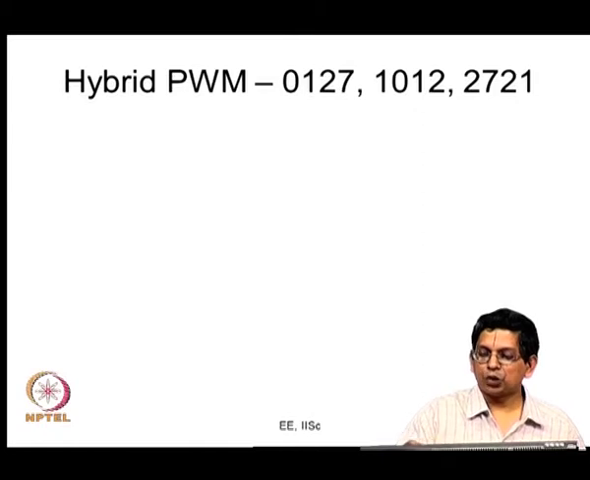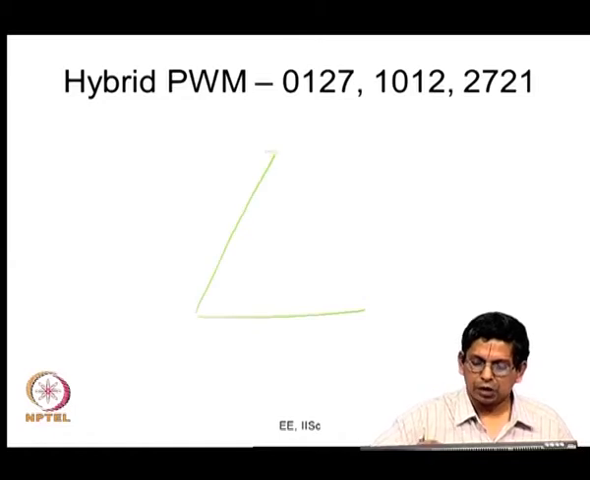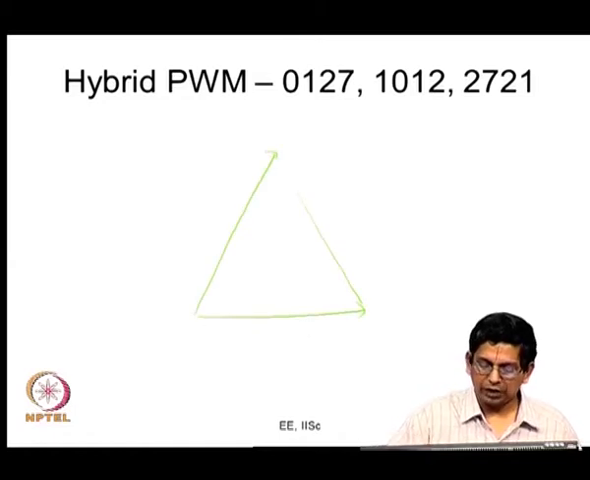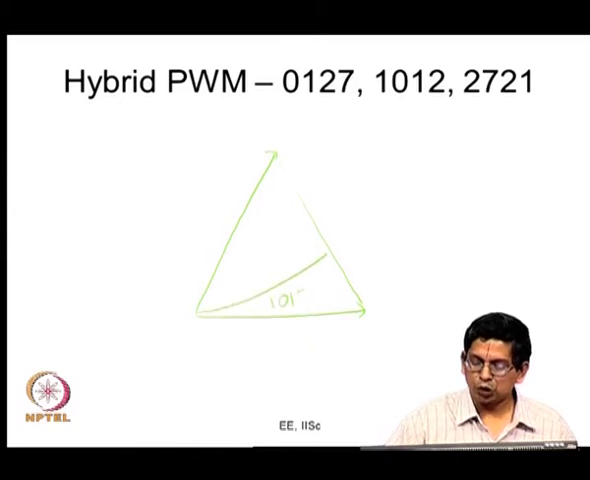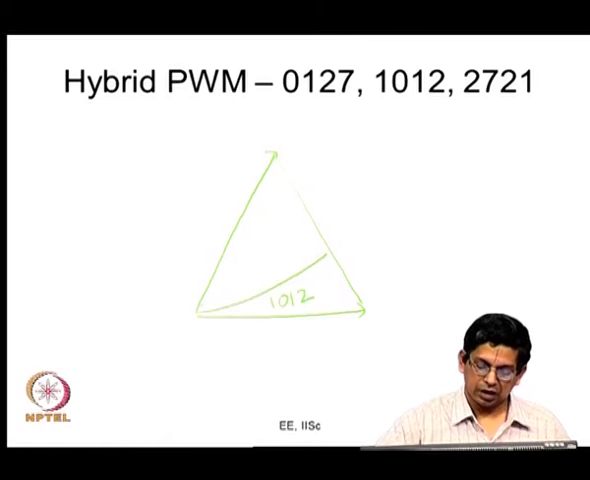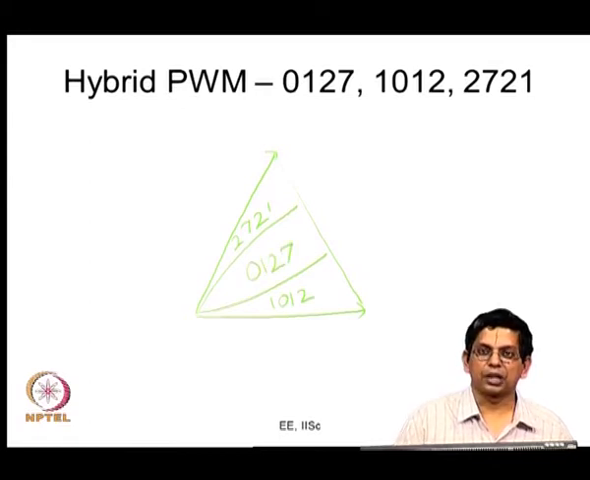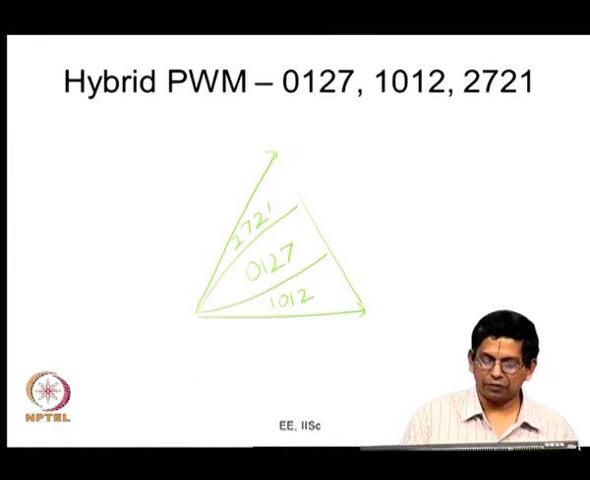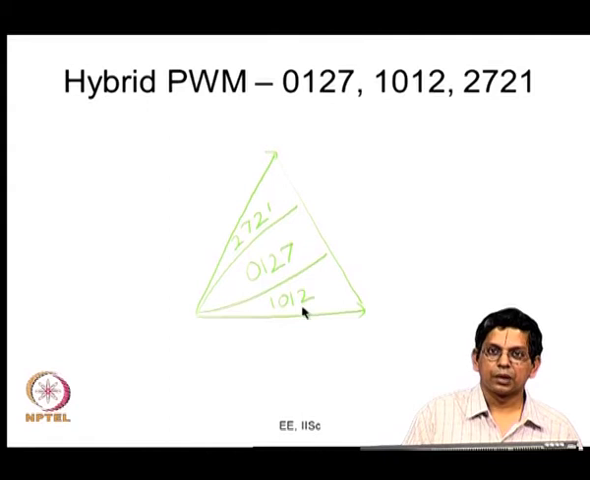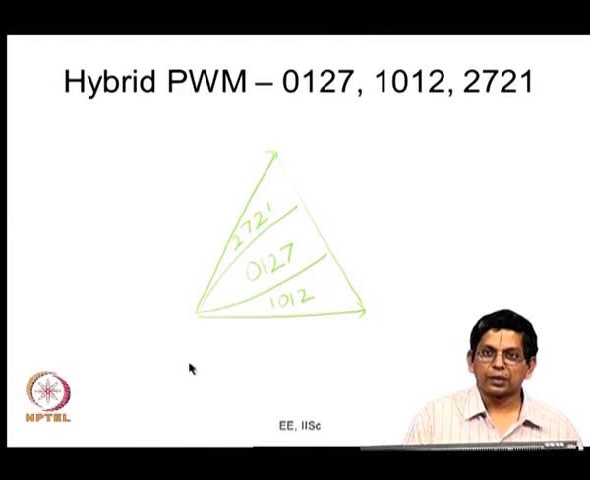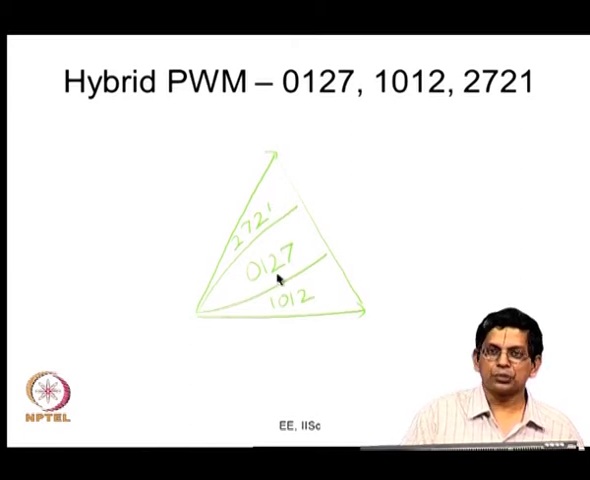Similarly, any sequences can be combined. If you do an analysis and go by the current ripple, you will find there is a particular area where 1 0 1 2 gives lower current ripple than the others. Again, you will find some area where 2 7 2 1 gives lower current ripple than the others, and 0 1 2 7 gives lower current ripple than the others. Now you can use a combination of these three sequences. Whenever the reference vector falls here, you use this sequence; whenever it falls here, you use this sequence; when it falls here, you do this. This will give you a slightly lower current ripple and a significantly lower torque ripple. It reduces the q axis ripple. These two sequences reduce the q axis ripple compared to 0 1 2 7 in these regions.